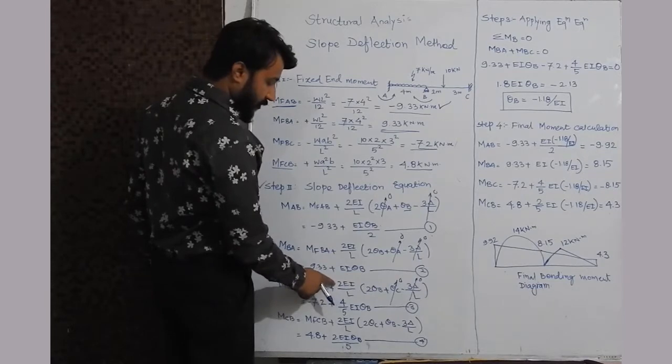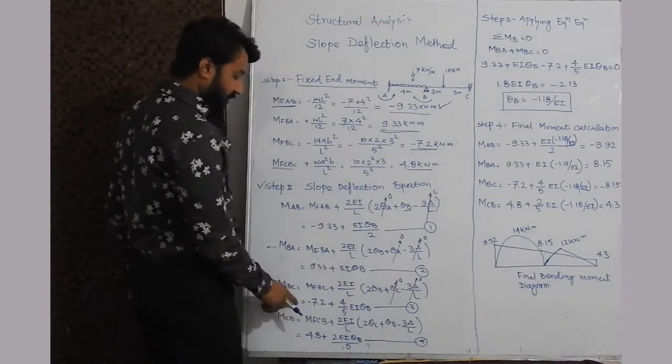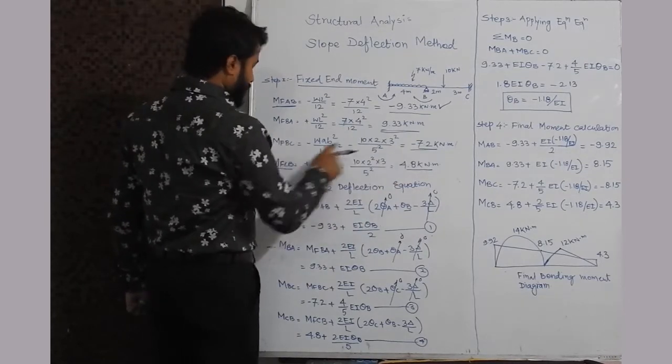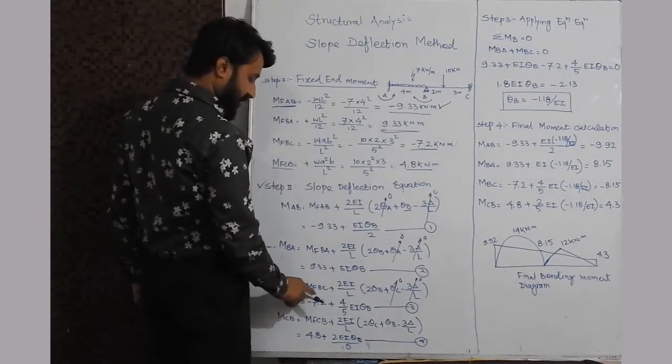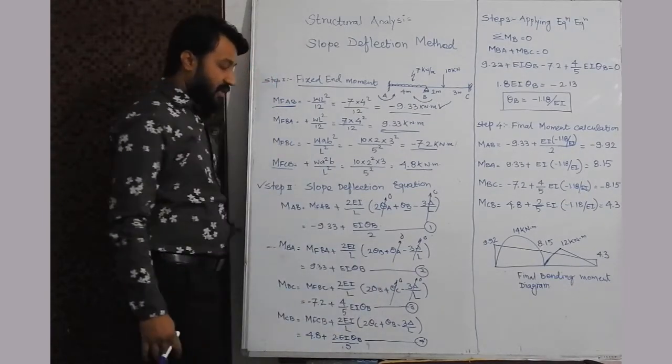So 2 into 2, 4, 4 by 5. So 4 by 5 EI theta B. So the value of MFBC is minus 7.2. MBC equals minus 7.2 plus 4 by 5 EI theta B. So this will be equation number 3.